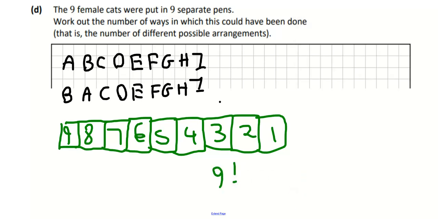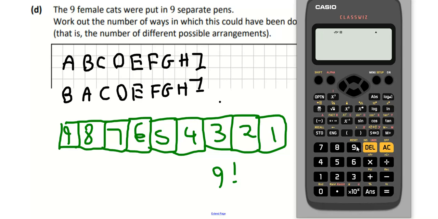Anybody know where the exclamation mark is on the calculator? Anybody see it? Where is it? Shift, X minus 1, there it is. And that will give you exactly the same answer. If I put in 5 exclamation mark, it multiplies 5 by 4 by 3 by 2 by 1. Okay, cool.